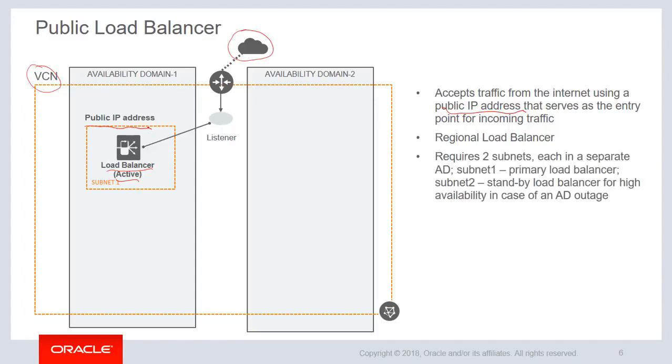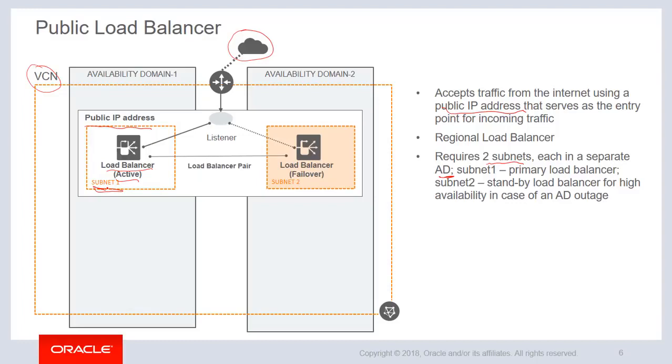Now, a public load balancer, as we said earlier, requires 2 subnets, each in a separate AD. So right here you can see subnet 1, which is in AD1, and for this public load balancer, we have to create another subnet, subnet 2, in AD2. It has to be in another AD. The way to think about it is, my load balancer in AD1, subnet 1, is the primary load balancer, and the load balancer in AD2, subnet 2, is the standby load balancer for high availability in case of an AD outage.